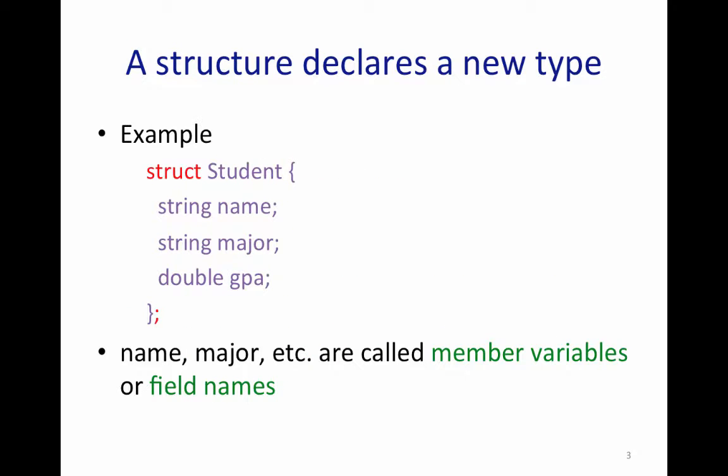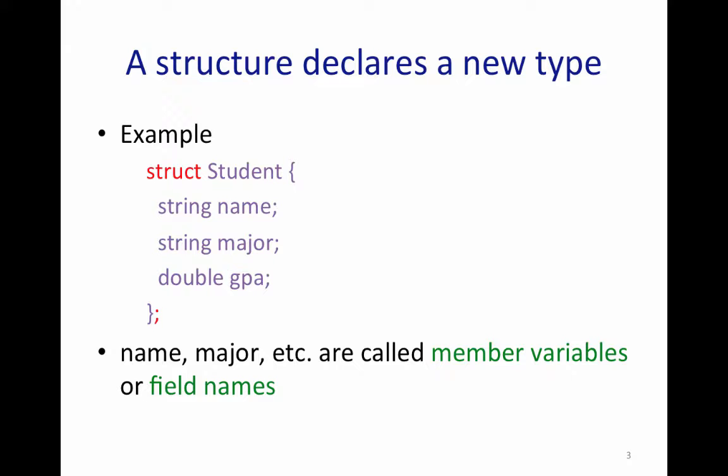Okay, so this is what the declaration for a struct looks like. It starts with the keyword struct, and then it gives its name. And then after that, we list what we call the fields or member variables in that struct. I'll refer to those interchangeably.